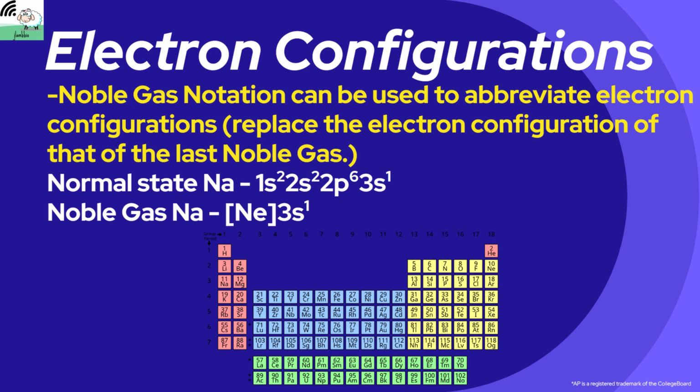Remember, it's the last noble gas I passed, so even if I'm at chlorine or even argon, which is a noble gas, we still write our noble gas notation with the previous noble gas. So if it's chlorine or argon, we're going to put neon in brackets and then finish out the rest of the electron configuration.